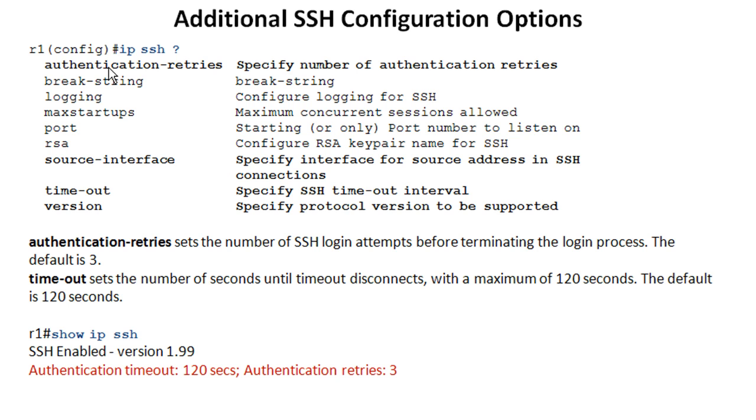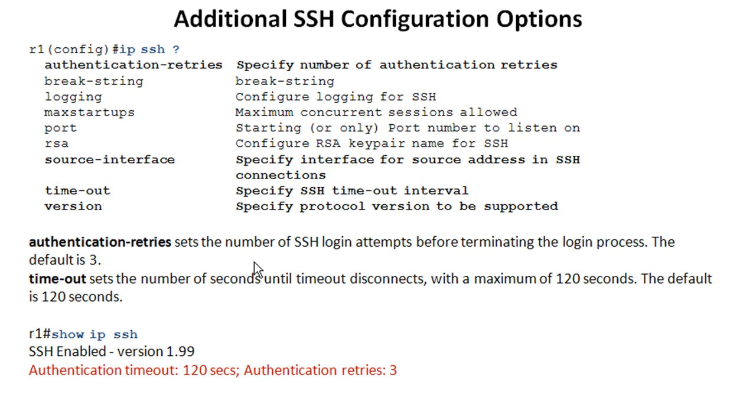The ones that are bolded here don't really stand out too much. Other ones we're going to take a look at. These are kind of the common ones that you might use. The first of these options is the SSH authentication retries, and that's going to set the number of SSH login attempts before terminating the login process.